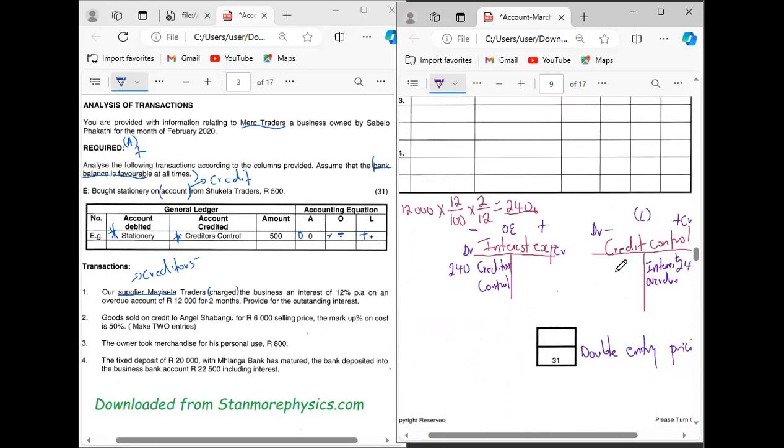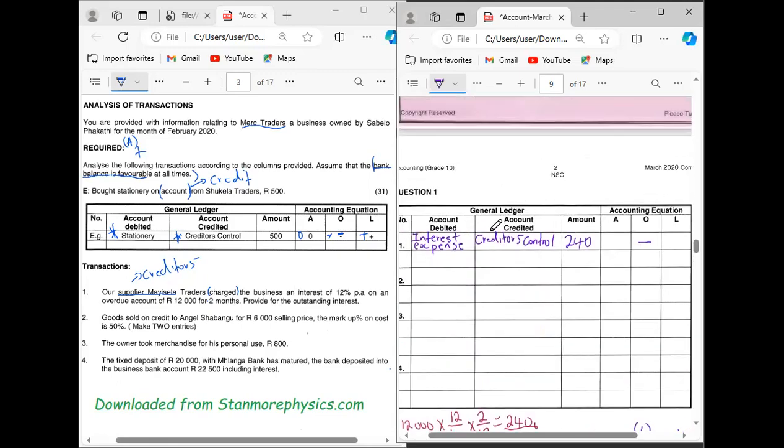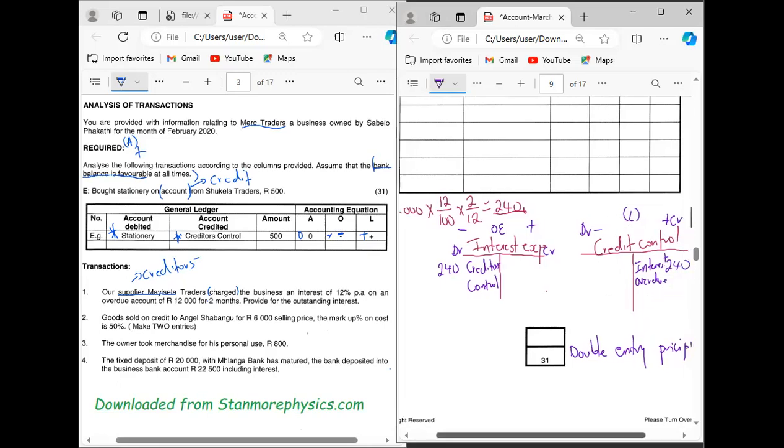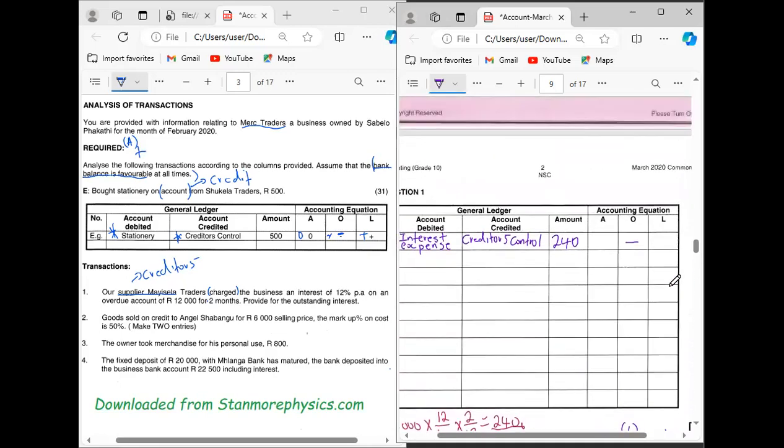And then we continue. We go to our creditors control. Is creditors control classified as an asset, owner's equity, or a liability? Creditors control is classified as a liability. And how is it going to affect our liability, positive or negative? It's going to be affected in a positive way, because they have charged us extra 240. Then we have to go to our liabilities and show the positive sign, plus 240. And then assets are not affected at all.